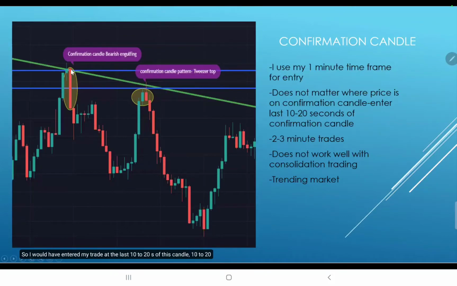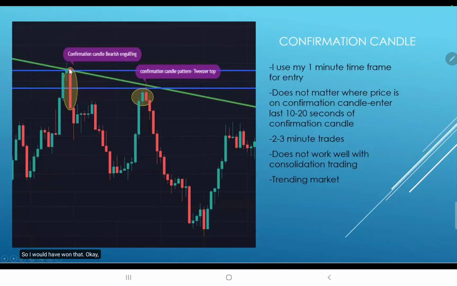10 to 20 seconds, no matter where that price would be. So even if it was way down here, I would have entered in the last 10 to 20 seconds of that candle for 2 to 3 minutes. Say I entered down here for a 2 minute trade, right? Still 1, 2. Price closed here, so I would have won. Or 3 minutes, price closed here, still below that, so I would have won that.